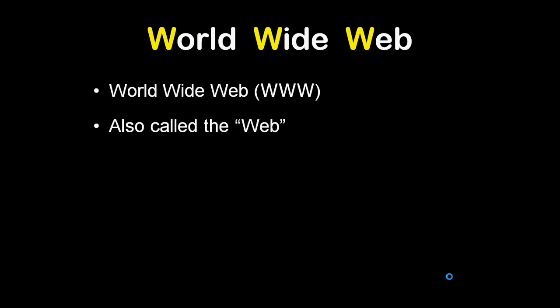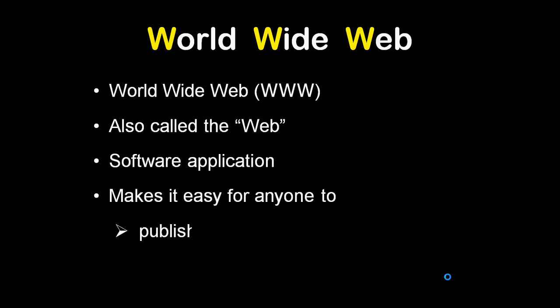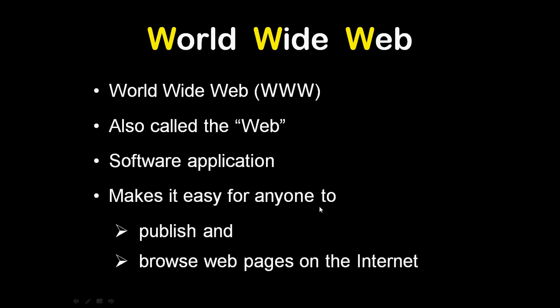So, having understood what the Internet is, now let us look at what is World Wide Web, that is the WWW. It is simply referred to as web because it looks like a spider's web. So it is termed as web also. Such World Wide Web is a software application that makes it easy for anyone to publish and browse web pages on the Internet.